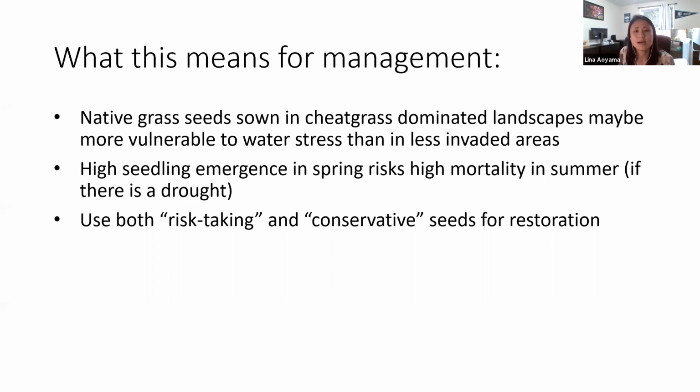And two, high emergence rate in the spring risks the seedlings having high seedling mortality in the summer. So third, if we were to be ready for more variable environments in the future, we might want to consider using seeds from both the risk-taking and conservative populations for restoration.